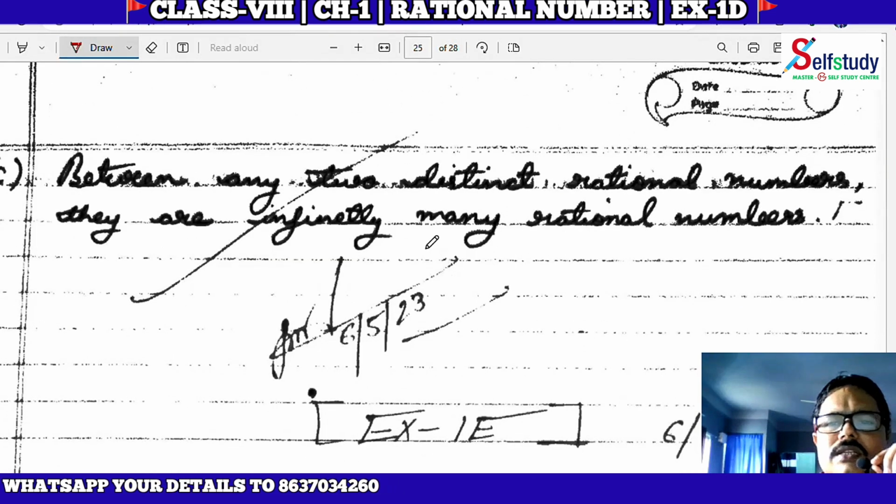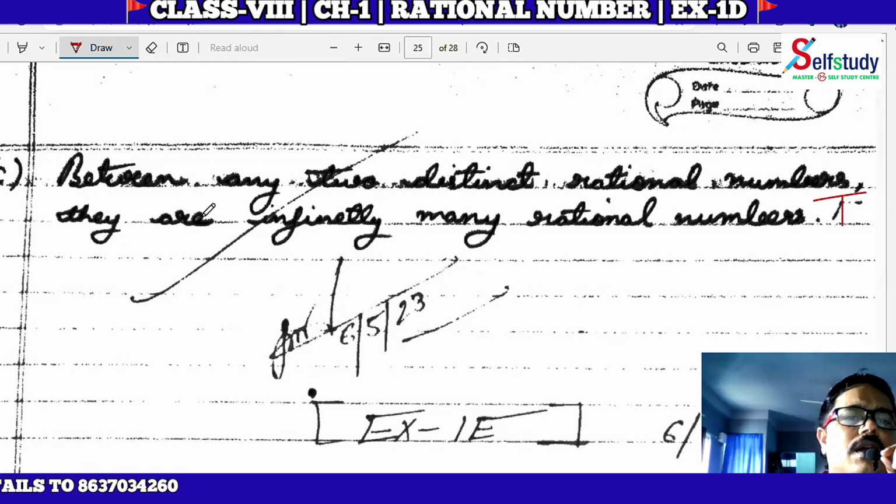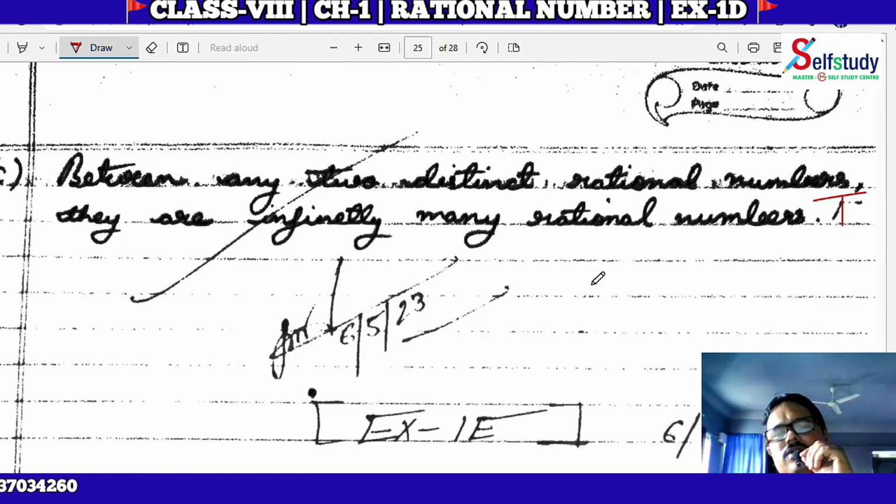Between any two distinct rational numbers, there are infinitely many rational numbers. So this statement is true. I already have told you that between any two distinct rational numbers, there are infinitely many rational numbers.